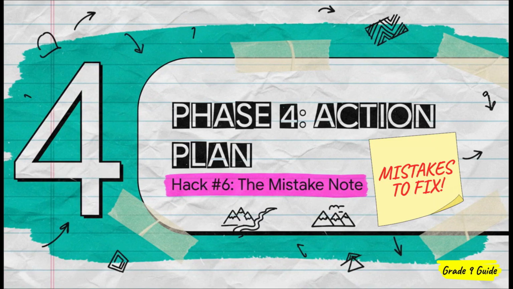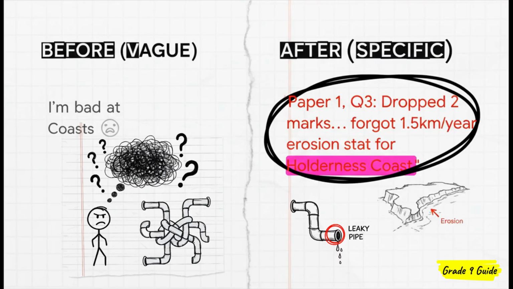All right, phase 4, the action plan. Hack number 6. You've done the session blind, you've marked it, now comes the most important part. All grade 9 students do this. They keep a mistake note. And I don't mean just writing, I'm bad at coasts. That's way too vague, it's useless.